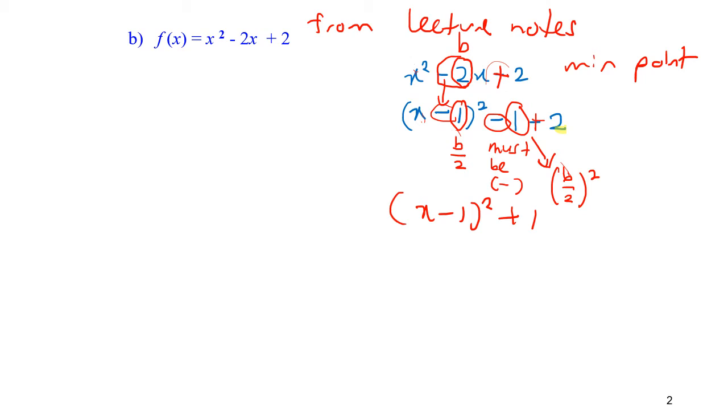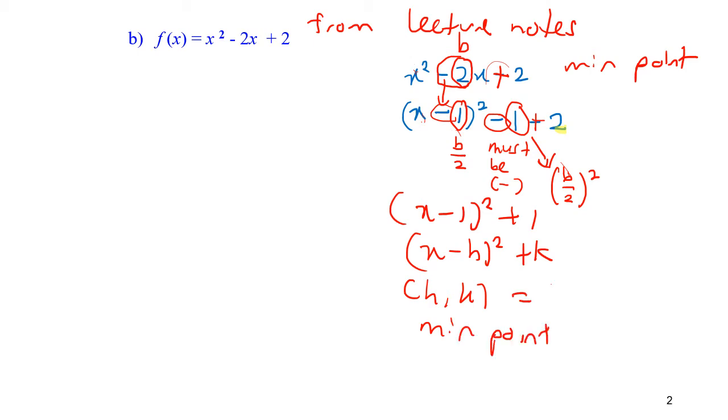So here we can compare with the standard form. This is the value of the standard form. So the h, k here, which is the minimum point, we compare, negative, negative. So the value of h is 1, and the value of k is 1 also. So this is the minimum point, that is (1, 1). We plot this minimum point (1, 1) onto our graph.